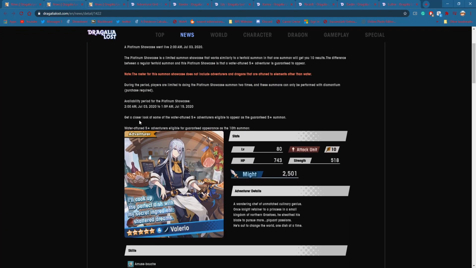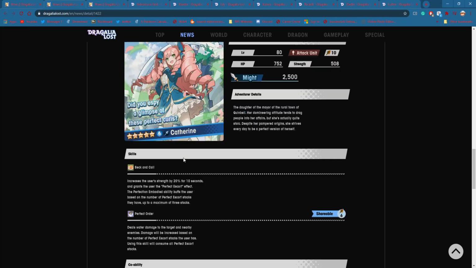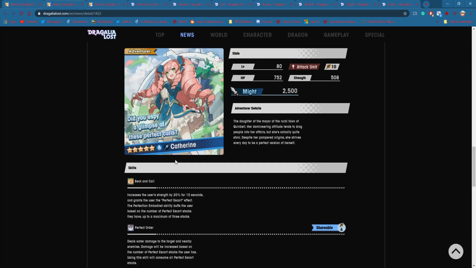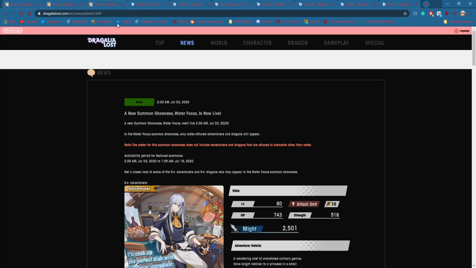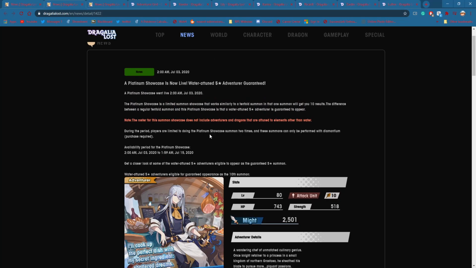So while you may be looking at this banner and seeing that Valerio and Catherine are shown to be on focus right now, as the two lead units, you actually don't have a better chance to get either of them compared to every other unit on the event. They actually have the exact same rates, the exact same chance as a normal banner. As a normal banner, they'd be on focus. However, the roster for this summon showcase does not include Ventures and Dragons other than the ones attuned to water, which means that everything you get will be from the water pool.